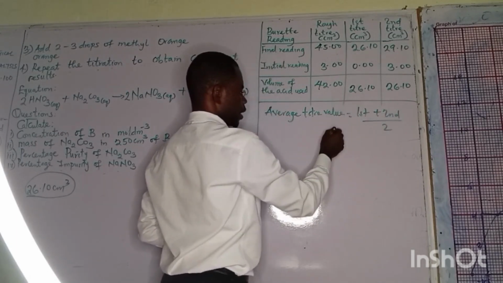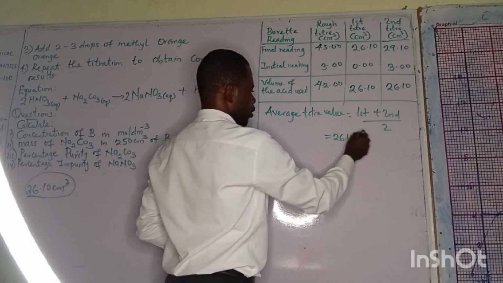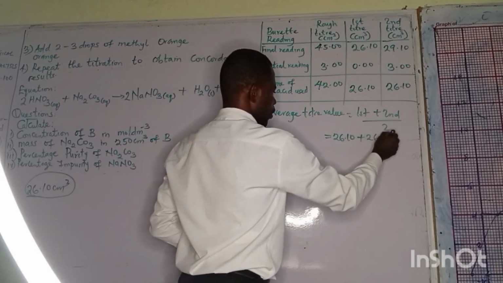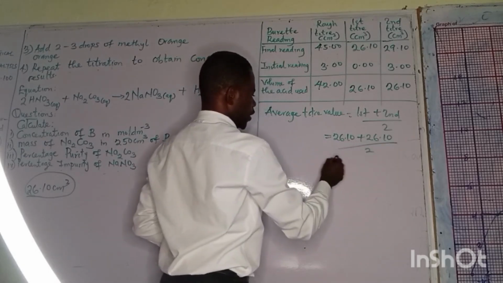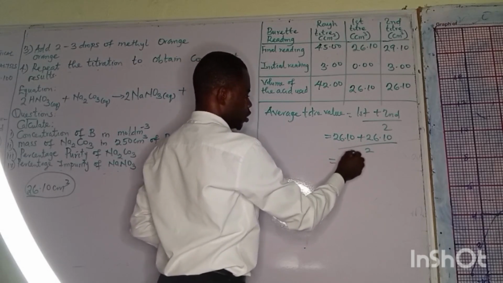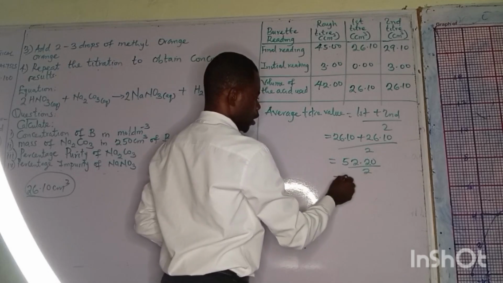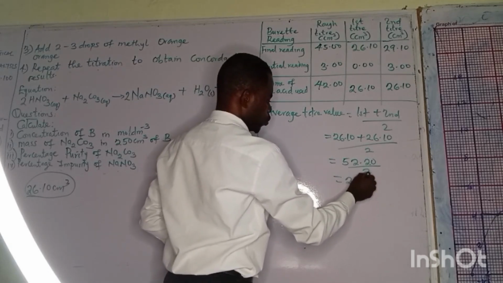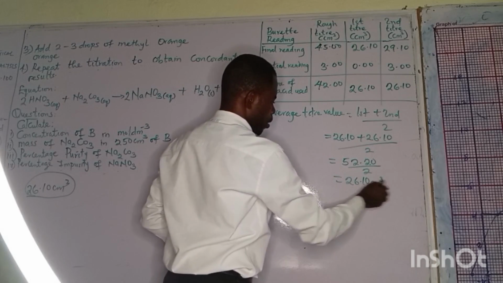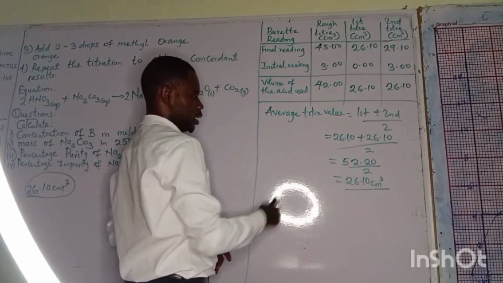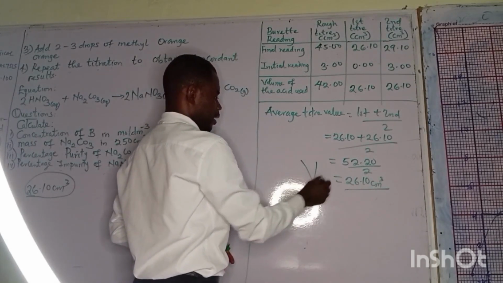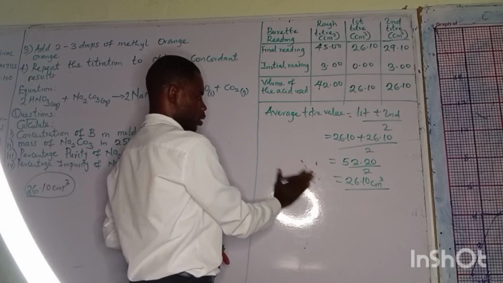And which was my first theta? 26.10 plus 26.10, everything over 2. If I sum this up, this will give me 52.20 over 2, and at the end of the day, I'll be having 26.10 centimeter cube. My theta value stands. That is, my VA stands. I'm just writing this one there.